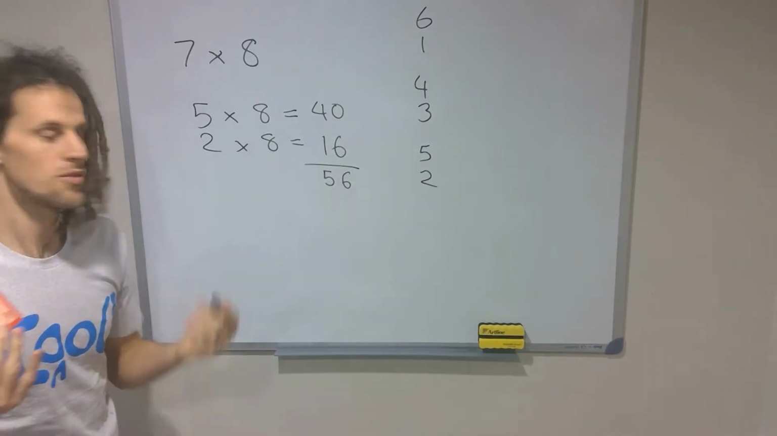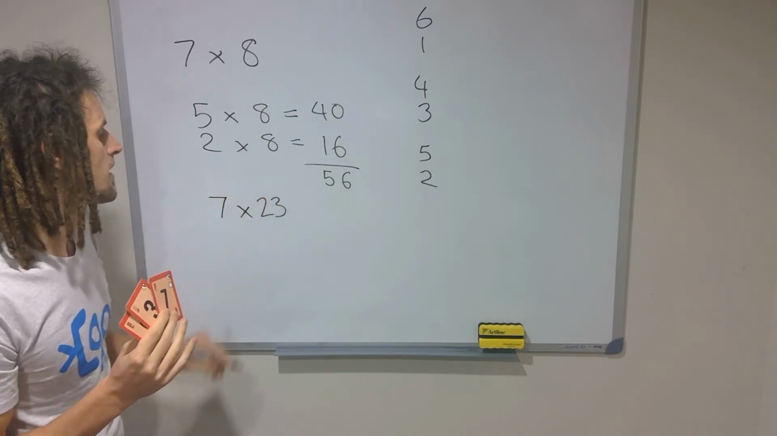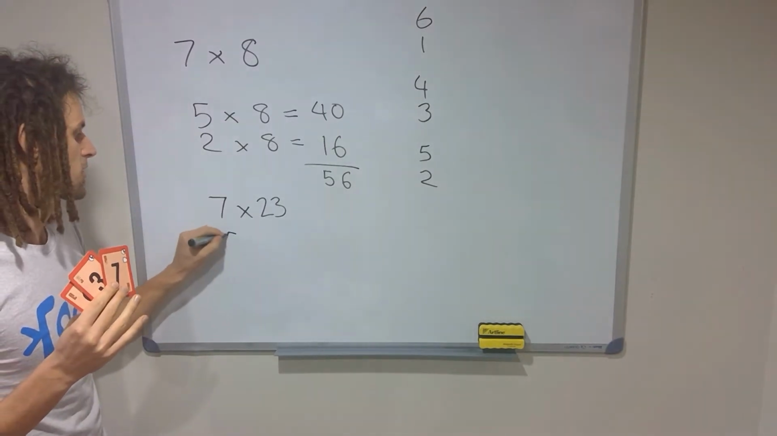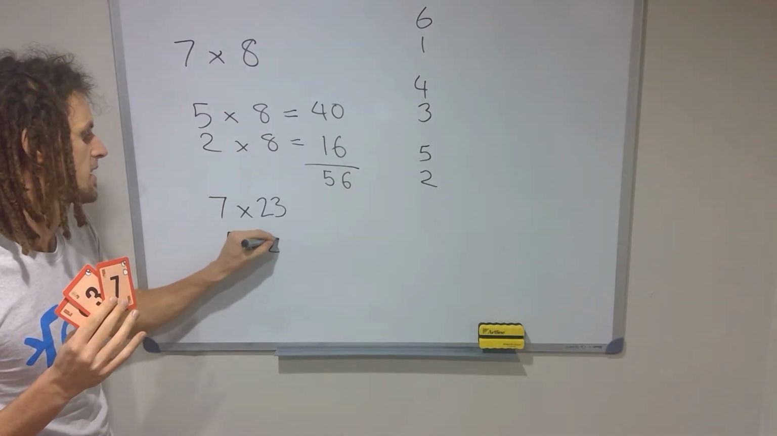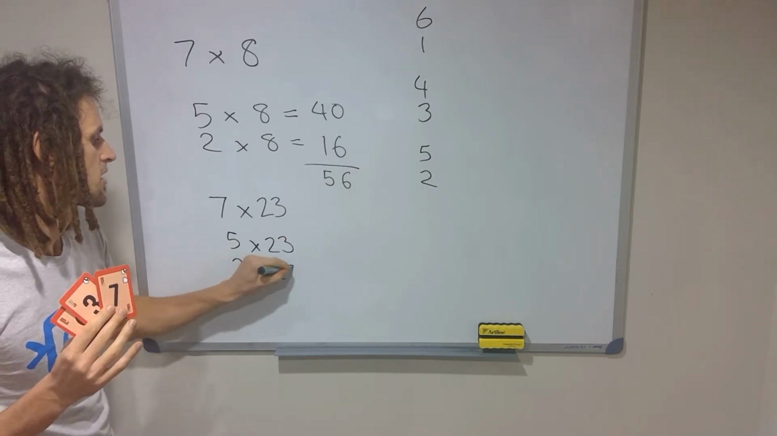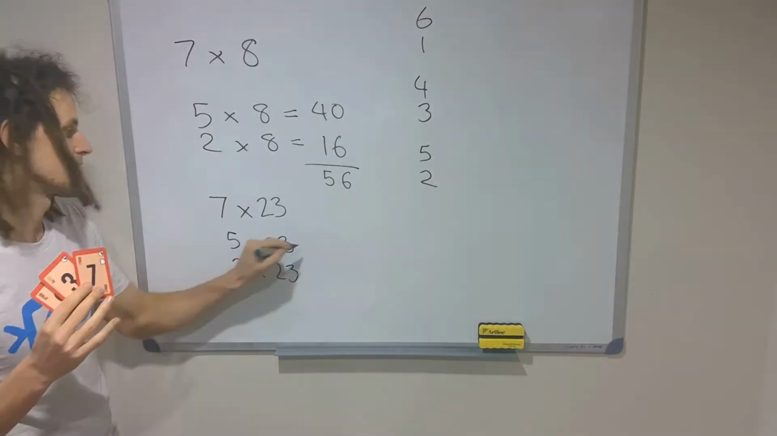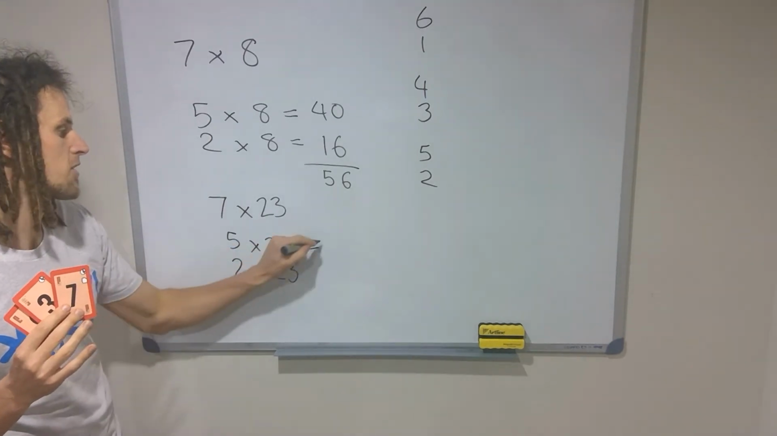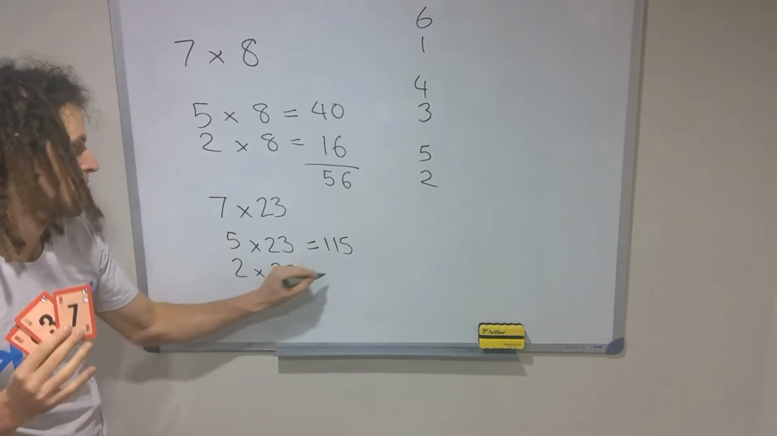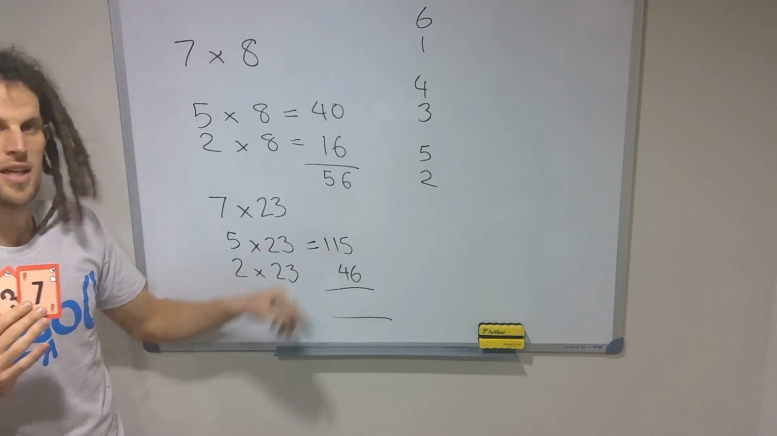So let's do 7 times 23. And again, we'll use our strategy from before to work out our 5. So we've got to do 5 lots of 23 and 2 lots of 23. Remember, 5 lots is just 10 lots and then halve it. So 10 lots is 230, so 5 lots must be half of that, 115. 2 lots of 23 is 46, and now we'll work it out by adding them together.